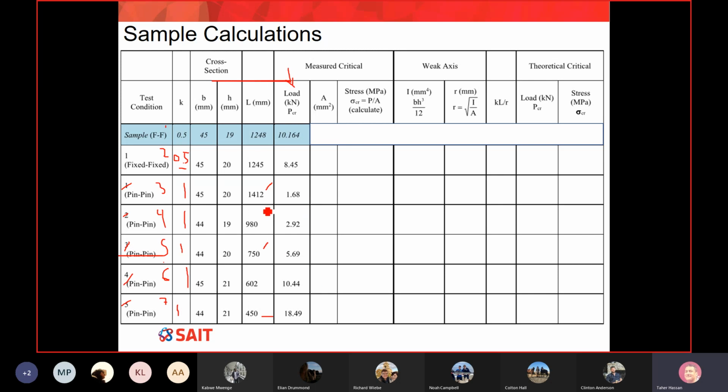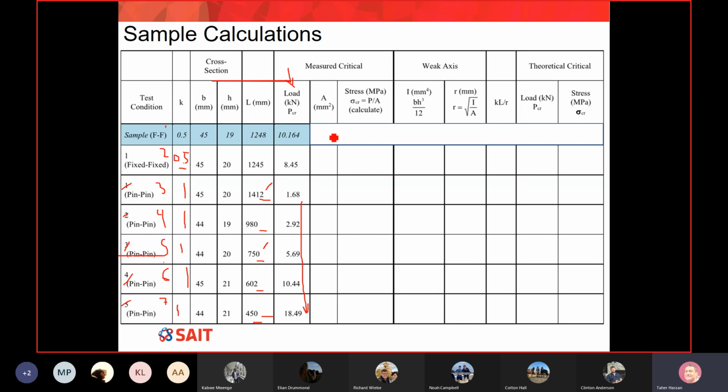As I shorten, remember, we're going from 1412 to 980 to 750, 602 to 450. What happens to my load? It gets bigger. Is that something you anticipate based on the Euler formula? We said already that when the column is too tall, it is too slender, and when the slenderness ratio increases, the stress and the force reduce. So the shorter the column, the less prone to buckling, and that's exactly what you see in the numbers here.